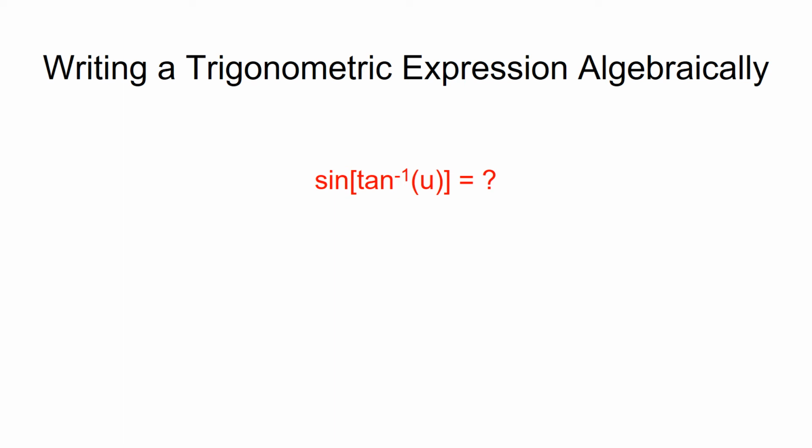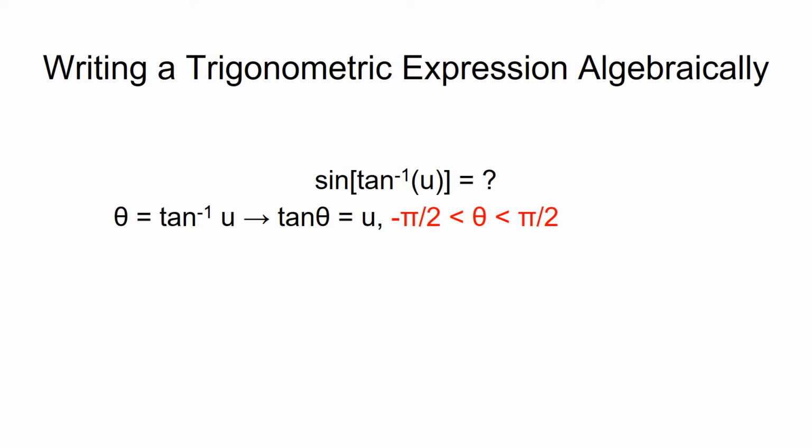There are situations in which we can transform an expression involving trigonometric functions into an algebraic expression. Here is an example. We have the sine of the inverse tangent of u. We can let theta equal the inverse tangent of u, and we can write this as the tangent of theta is equal to u. Because we're really working with the inverse tangent function, the value of theta is restricted. It must be between minus pi over 2 and pi over 2. U, however, can be any real number.